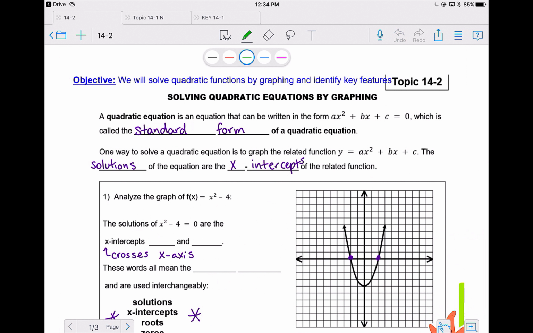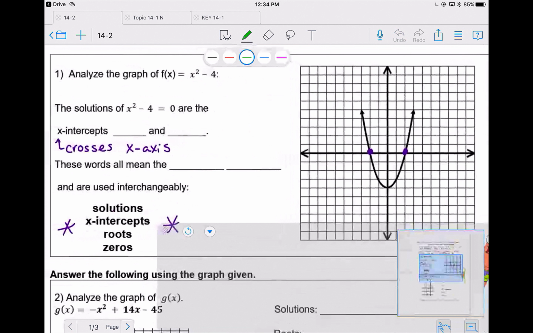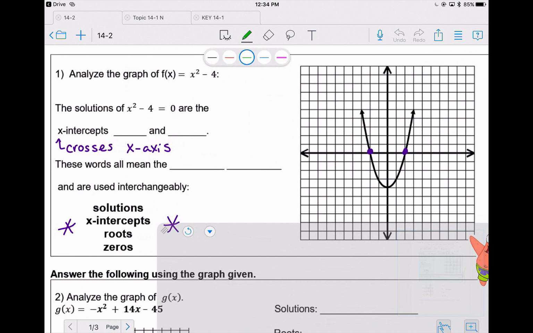One way to solve the quadratic equation is to graph the related function, and the solutions of the equation are the x-intercepts. So problem one asks me to analyze the graph of x squared minus 4. That is the graph that is shown. The solutions of x squared minus 4 equals 0 are the x-intercepts, so the points where it crosses the x-axis. That would be negative 2 and 2.